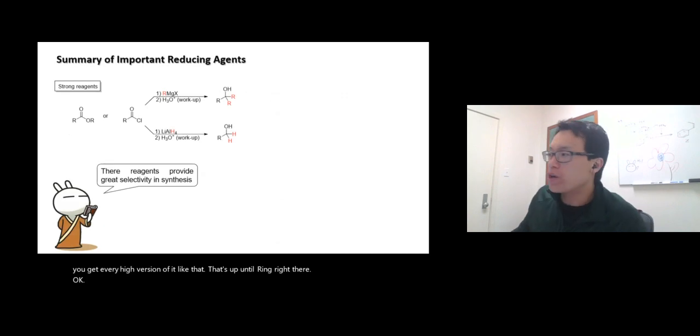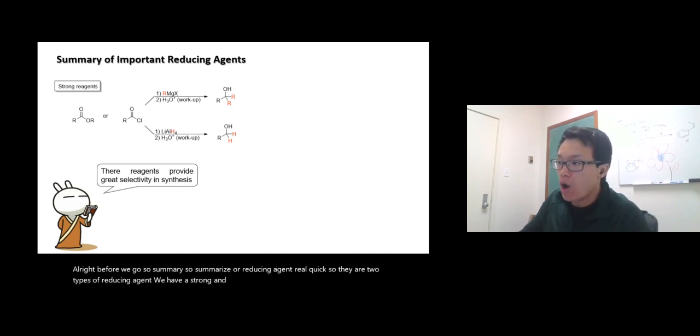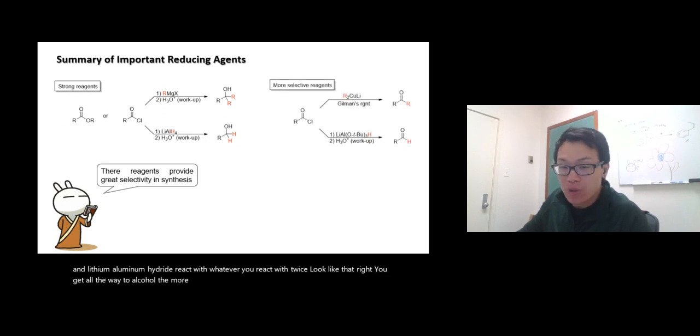All right, before we go, summary. So summarize all reducing agents real quick. There are two types of reducing agent. We have a strong and we have a weak. The strong ones, Grignard reagent and lithium aluminum hydride, react with whatever you react with twice. Look like that, right? You get all the way to alcohol. The more selective one, the weaker one, doesn't mean that bad. It's just more selective to aldehyde or ketone.